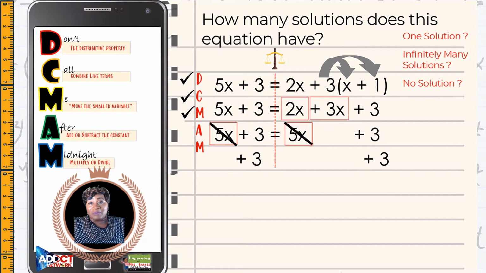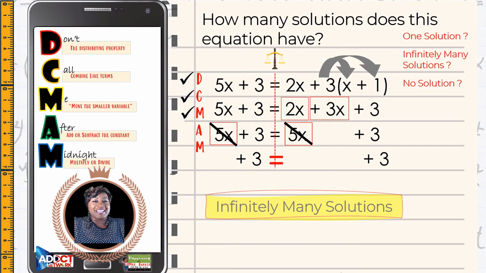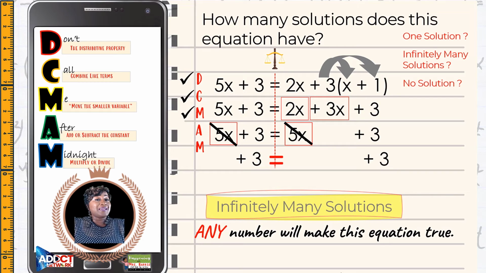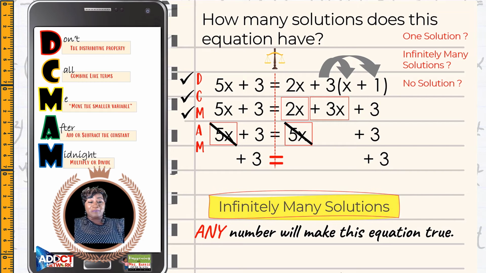Now we'll bring down what we have left, which is positive 3 and positive 3. We'll ask ourselves, are the resulting numbers equal? Does positive 3 equal positive 3? Yes, positive 3 does equal positive 3. Since our variables were eliminated, resulting in numbers that are equal, our solution is infinitely many solutions. Infinitely many solutions means that any number, any rational number, will make this equation true.